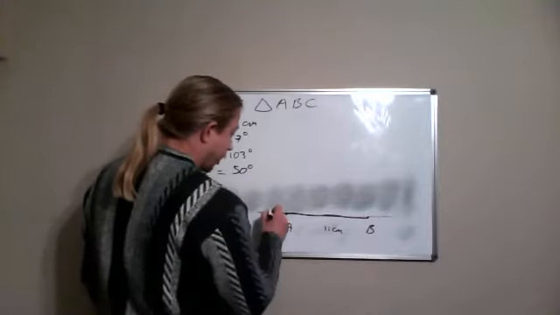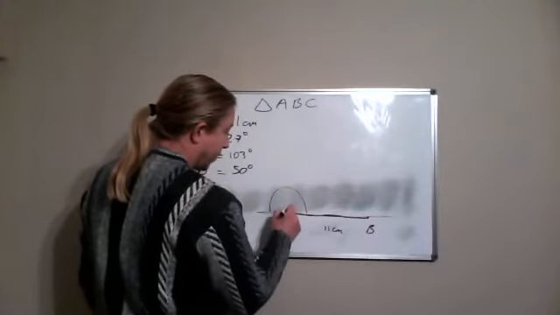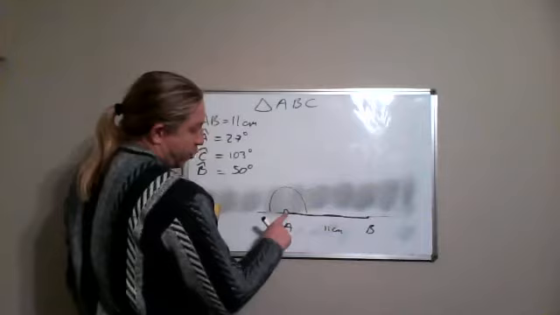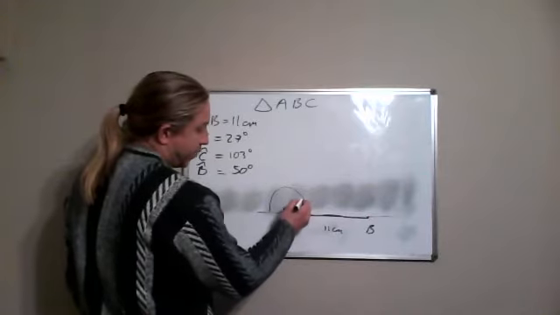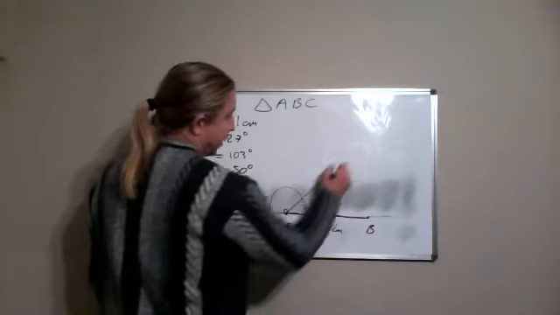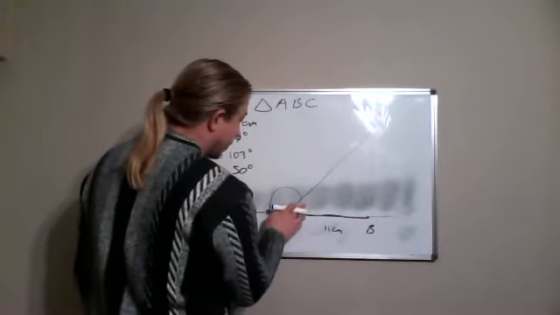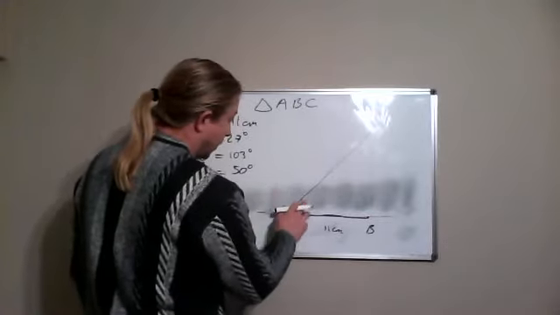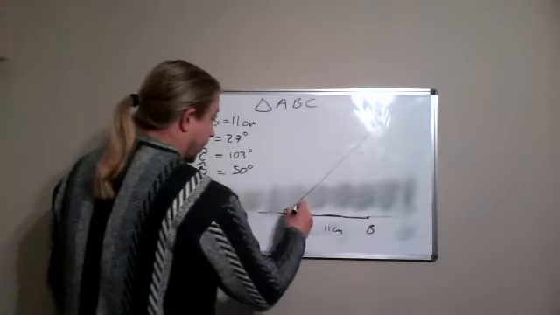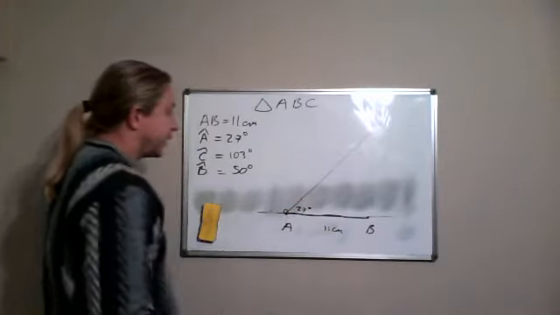Guys, here we do need to use a protractor. So put your protractor over there, line it up with that point, measure 27 degrees, and draw yourself a line going up like that. Then we can label that 27 degrees.